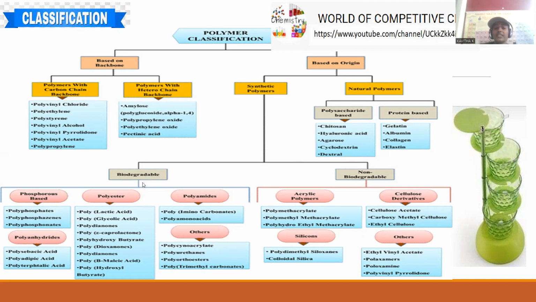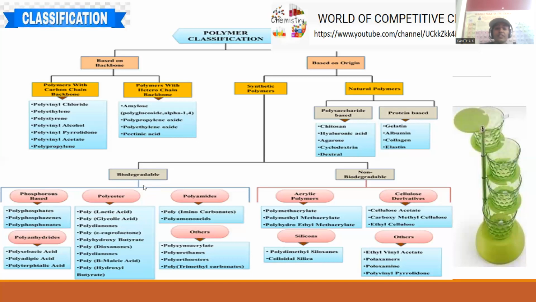They secrete the enzymes, and degradation of these materials is possible so that they will be recycled further. These are called biodegradable polymers, and some kinds are present which are non-biodegradable. Nowadays, we are most concerned about biodegradable polymers with respect to waste management, solid waste management, and the recycling process. That's the reason why biodegradable polymers play a vital role in polymer chemistry.